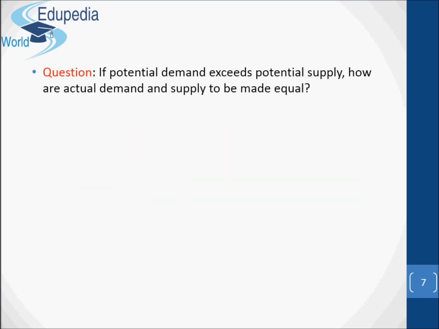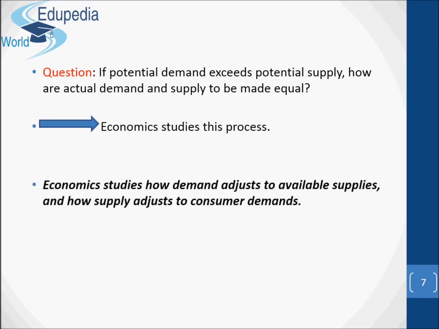But if potential demand exceeds potential supply, how are actual demand and supply to be made equal? Either demand has to be reduced, or supply has to be increased, or a combination of the two. So economics studies this process. It studies how demand adjusts to available supplies and how supply adjusts to consumer demands.